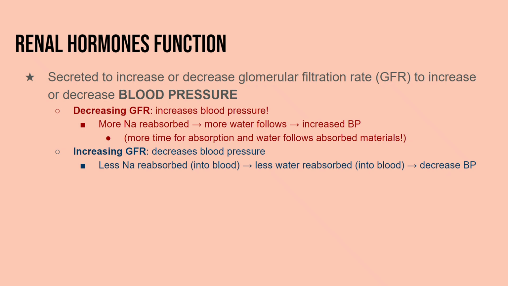Increasing the glomerular filtration rate, on the other hand, will decrease blood pressure because less sodium is going to be reabsorbed. We're going through the nephron really fast, so it can't get all of the sodium out. Less water is reabsorbed into the blood and your blood pressure goes down.